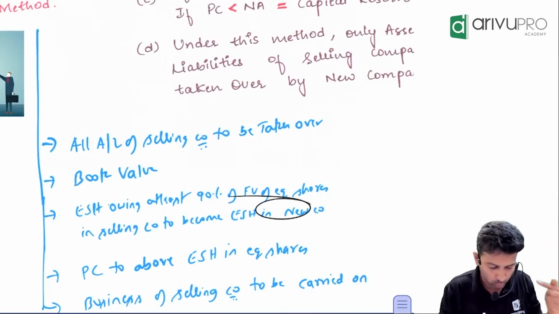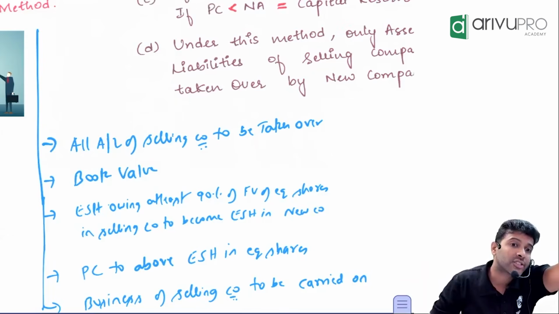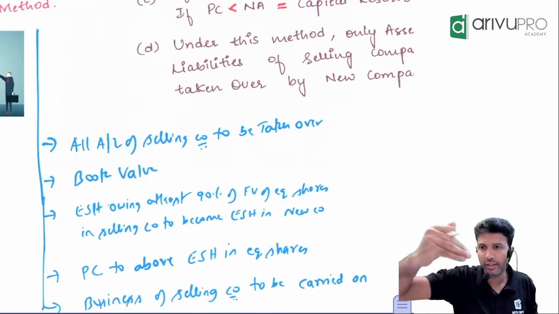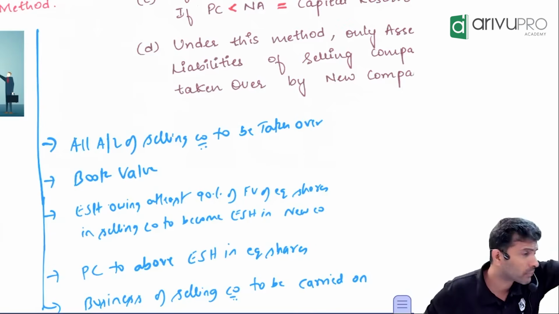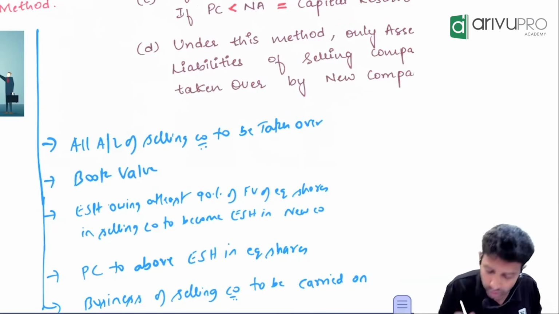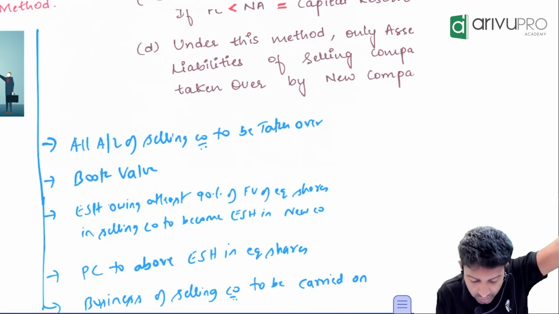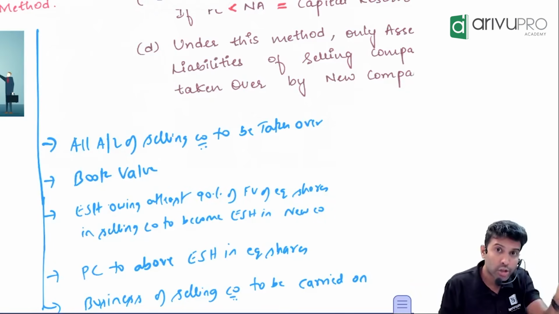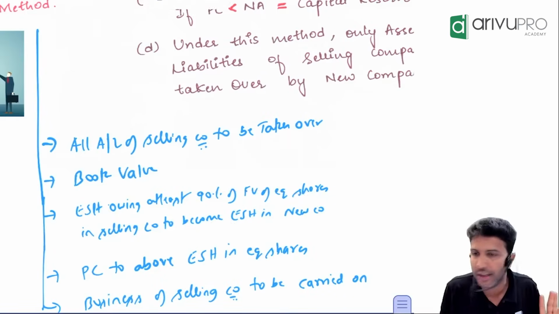Tell me once again, what is the condition? Who are the owners? Equity shareholders and preference shareholders. Here the condition is on the equity shareholders. The selling company has equity shareholders, right? Whichever shareholders are owning 90% shares in the selling company should also become new shareholders in which company? The new company, or purchasing company.